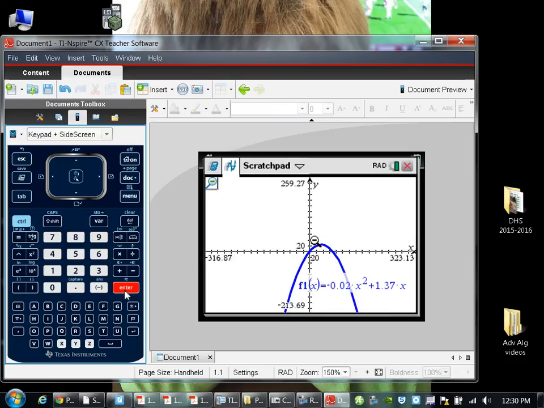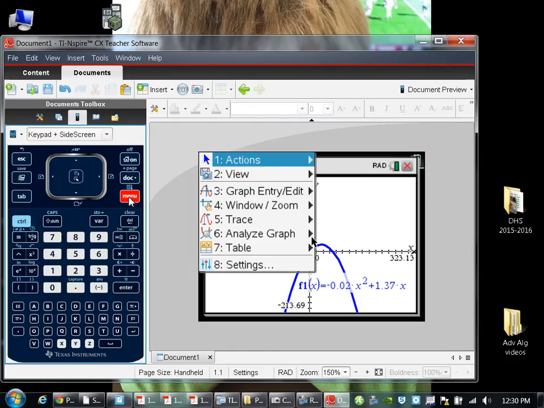So one of the things that we can do here is figure out how far it went. You can figure out the maximum. We can just do the calculate maximum. Let me go back and zoom in here a little bit.